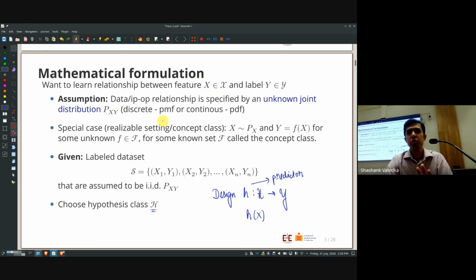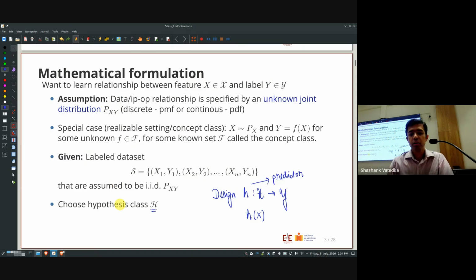Our first goal is to formalize this problem in a precise manner. What we are given is a labeled data set. It consists of n pairs, where each pair is assumed to be independent and identically distributed according to this unknown distribution pxy. This is all that we are given, and the goal is to design a predictor h, which takes x as input and outputs a label y, with the goal that h of x is as close to the true y as possible.